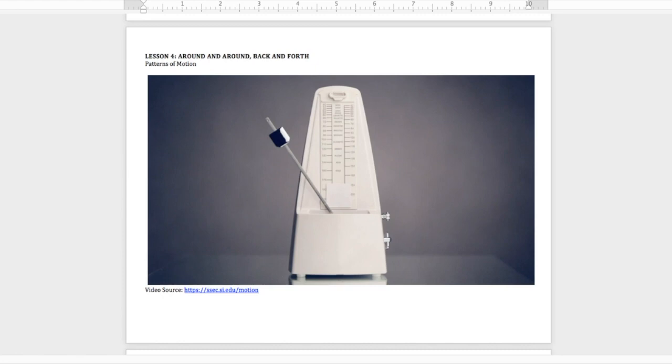Students will then watch this video from Smithsonian Science Education Center about around and around, back and forth, patterns of motion.